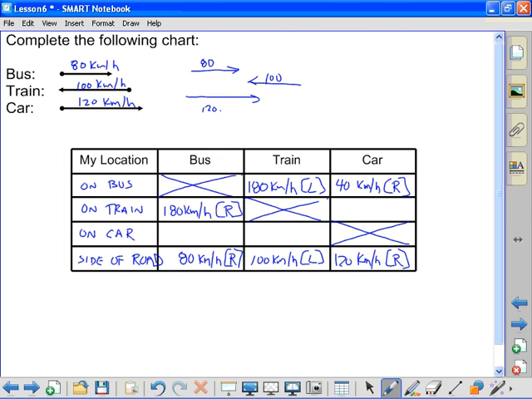And if you're on the train and you meet the car, and you're at the front of the train, you see this car hurtling toward you at 220 kilometers an hour, and that would be to the right. So your relative velocity is basically a statement of where you are and how you are perceiving the object's motion around you. What happens if you're on the car?